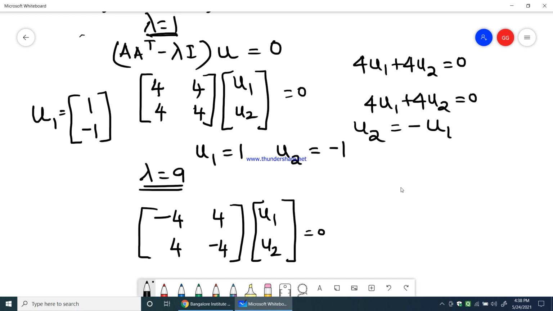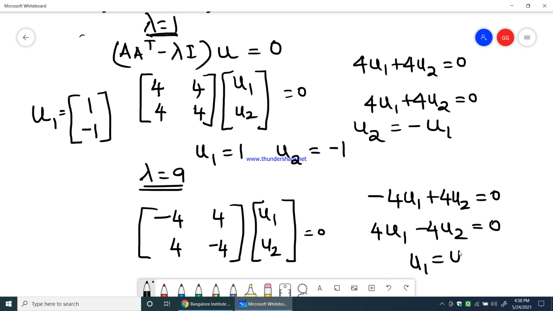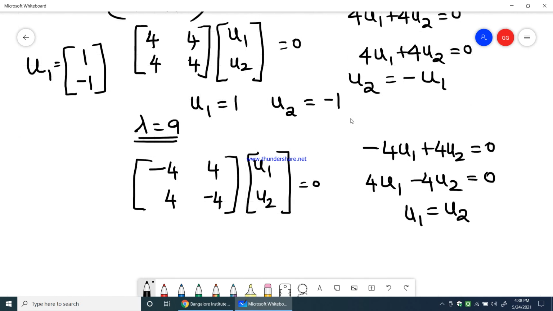So here what I will get? Minus 4 u1 plus 4 u2 equals 0. And second equation is 4 u1 minus 4 u2 equals 0. So with these two equations I can easily say u1 equals u2. So when I say u2 equals 1, then u1 is also equal to 1. So the second vector which we have got here is 1 and 1.